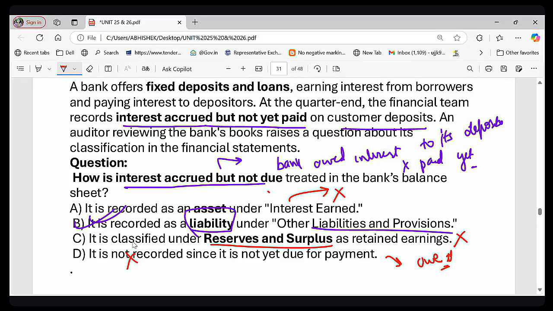So remember, accrued but unpaid interest is a part of liability and it is recorded under the other liability and provision section, right? Is the concept clear? Because such type of question will be asked, and this is from unit number 26. So you will see the first pages of unit 26. You should know every part of asset.